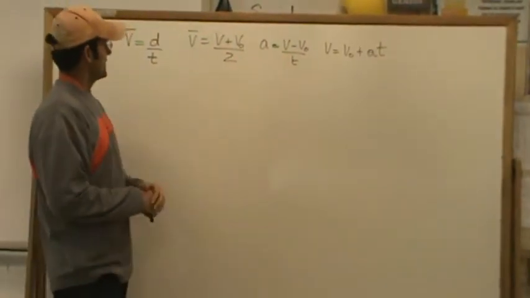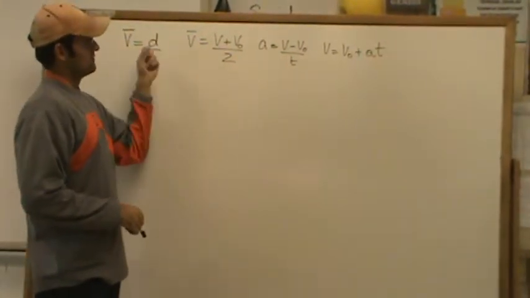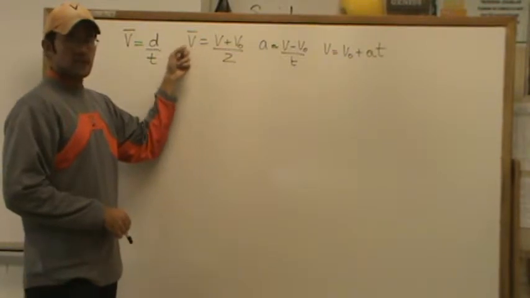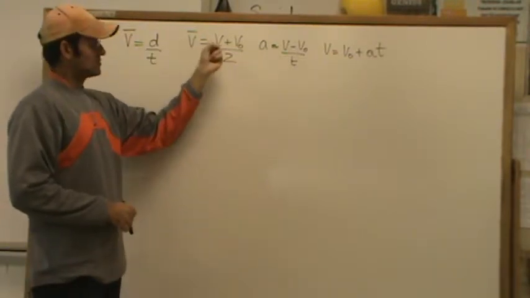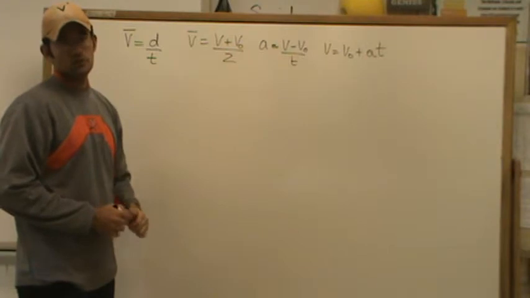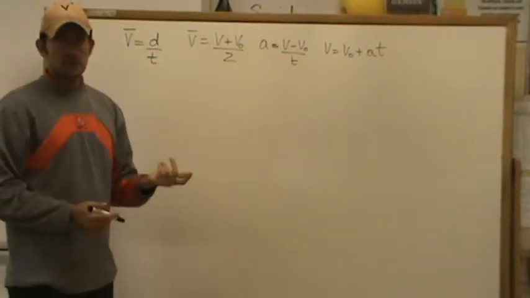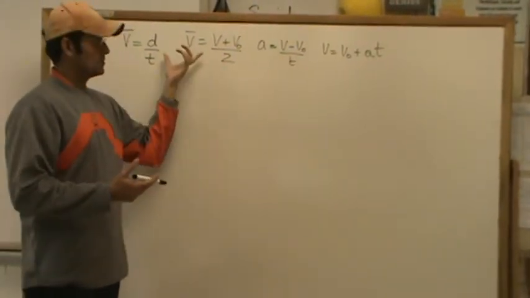I'll basically take this equation and this equation. We've got average velocity and average velocity. Average velocity is displacement over time. Average velocity is also final plus initial velocity over 2. So if both are solving for average velocity, I'm going to set these two equations equal to each other.